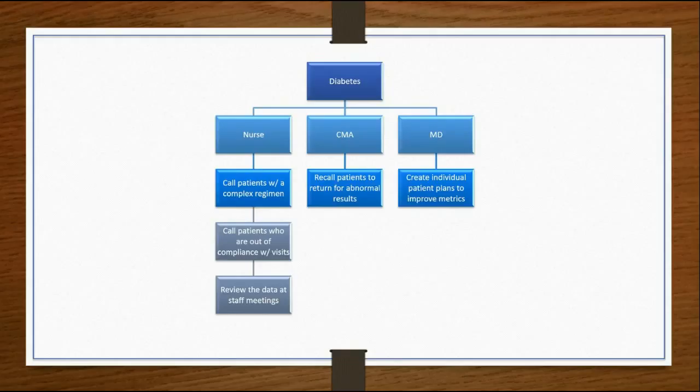The CMA will recall patients to return for abnormal results, and the physician will create individual care plans to improve the metrics of the patients. This has been the 4-stage diabetes workflow to improve diabetes metrics because failure is not an option, and we can get to an A+ in the management of diabetes.